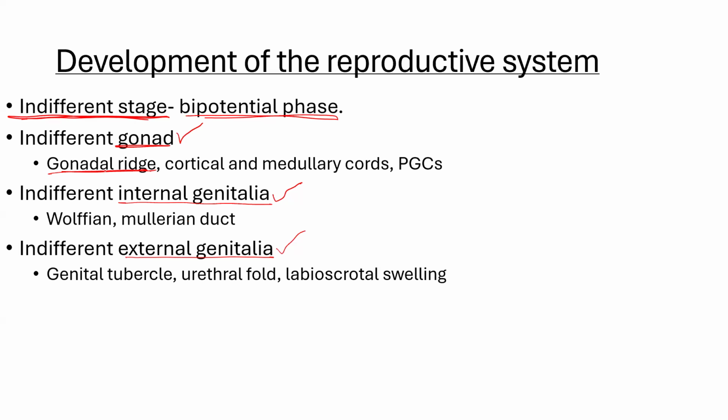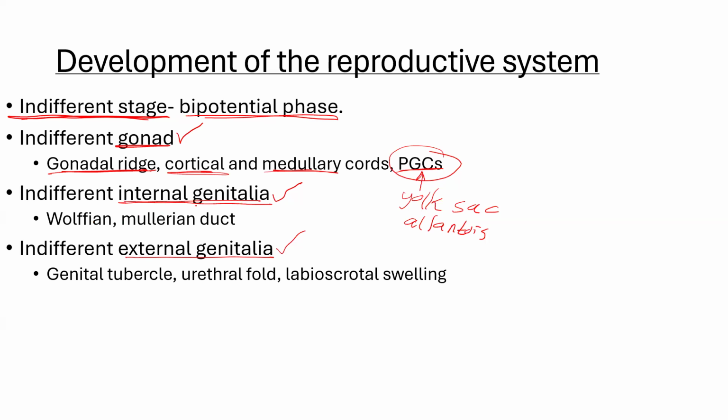Within that gonadal ridge, we have 2 parts, a cortex and a medulla. The gonadal ridge is invaded by the pluripotent germ cells. You remember these pluripotent germ cells originate from the yolk sac and allantois, and then they migrate via the dorsal mesentery to find their way to the indifferent gonad. The pluripotent germ cells give rise to spermatogonia in the testis or oogonia in the ovary.